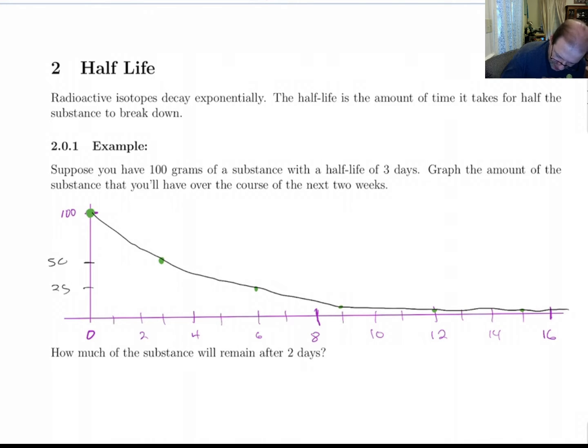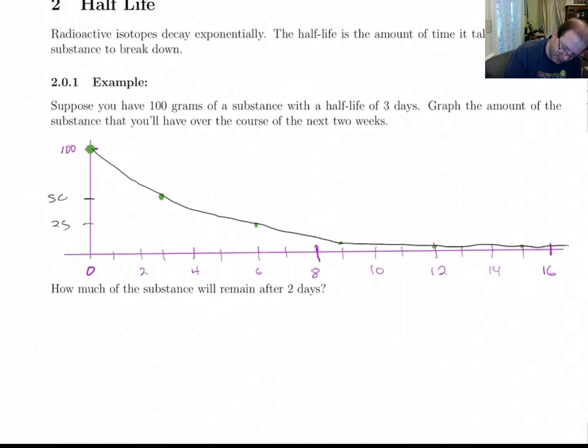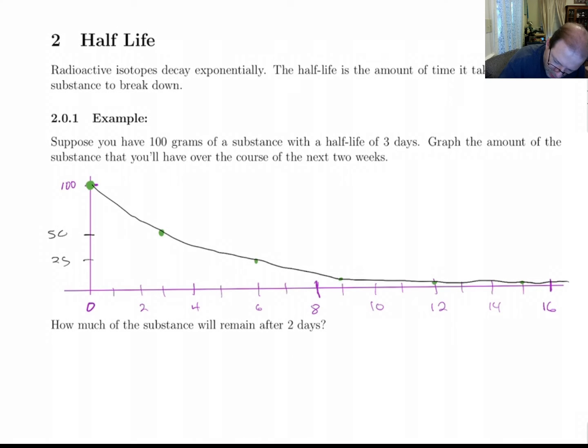Now, the numbers that I graphed here at the multiples of the half-life, 3, 6, 9, 12, 15, those are easy to find just by cutting the number in half. But what if you wanted to figure out how much of the substance remains after, say, 2 days? Well, we've got to find this point here on the graph. And to do that, what we need to do is figure out what this curve is. So how much of the substance will remain after 2 days? That requires us to solve the equation.